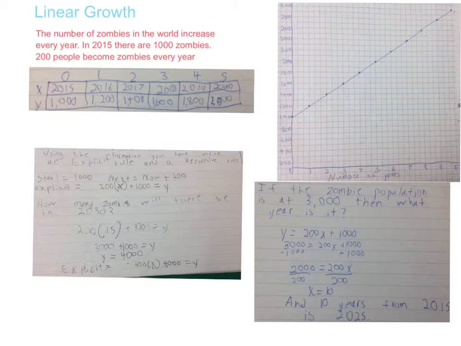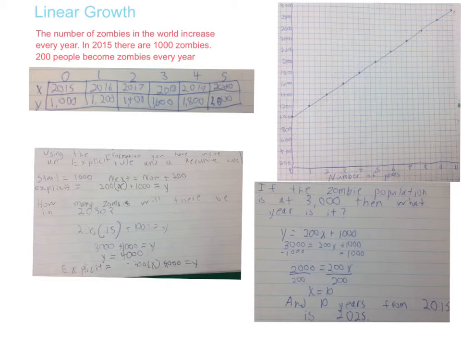So if we use the information we have here, and write an explicit rule and a recursive rule, we should get, for our recursive, start equals 1,000, because we start with 1,000 zombies, and then next equals now plus 200. And our explicit would be y equals 200x plus 1,000.